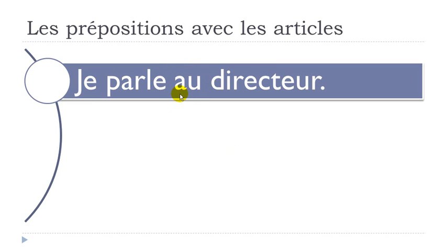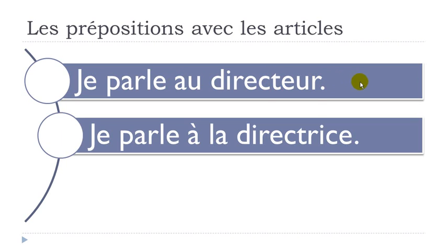Okay, so à plus le will become au, like that. You write it au, you pronounce it o. Okay, je parle au directeur. Directeur, translation, director. Je parle au directeur. Let's see the feminine form. Je parle à la directrice. Directrice, director, but the feminine form. Je parle à la directrice.